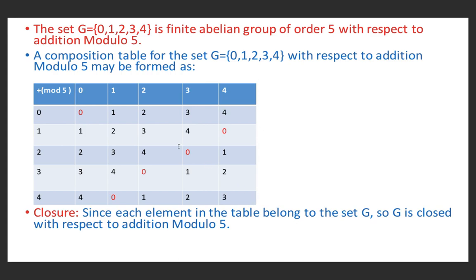Now we observe in the composition table that the fifth row is not identical with the top border row, because the elements in the fifth row are 4, 0, 1, 2 and 3, and the elements in the top border row are 0, 1, 2, 3, 4. So these two rows are not identical. Similarly, the fourth row is also not identical with the top border row. The third row is also not identical with the top border row. The second row is also not identical with the top border row.